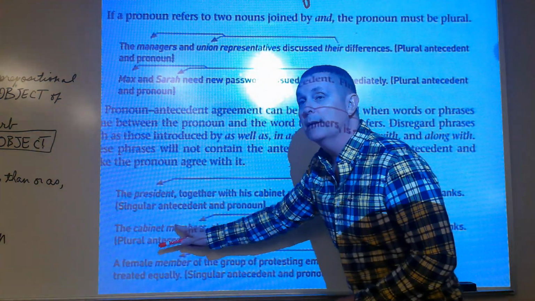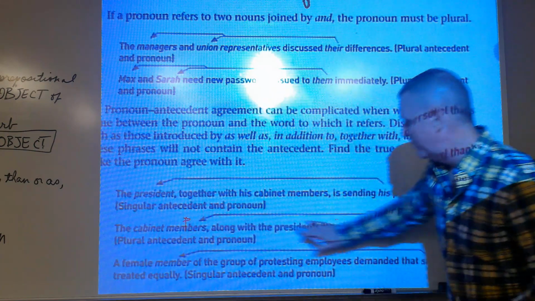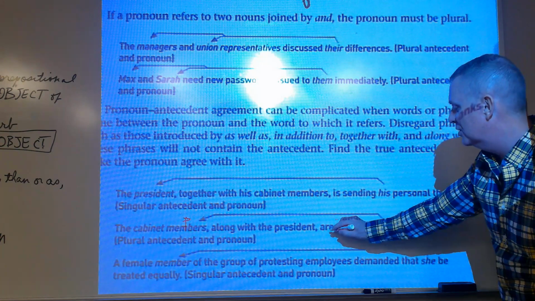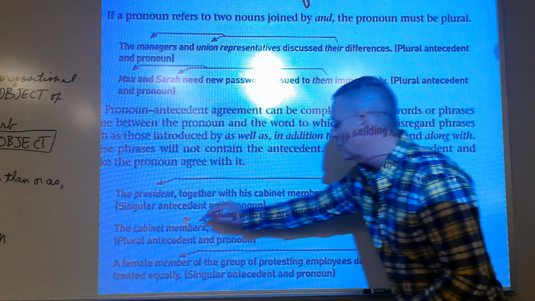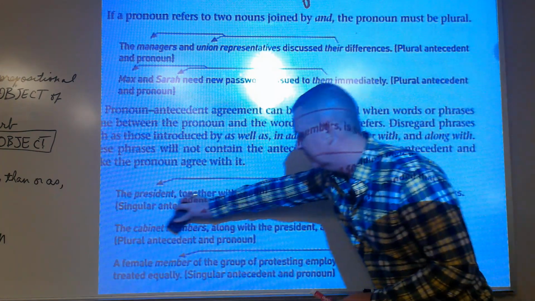Okay, the cabinet members. Members is plural. Don't pay attention to along with the president. The cabinet members, along with the president, are sending their. So it uses a plural verb to go along with members and a plural pronoun to refer to the members that includes both genders, the word their.